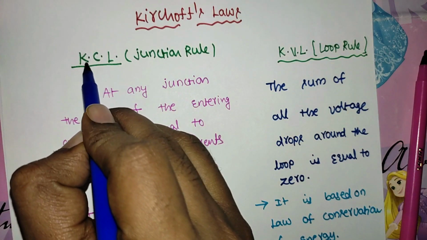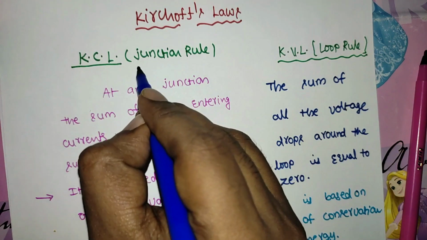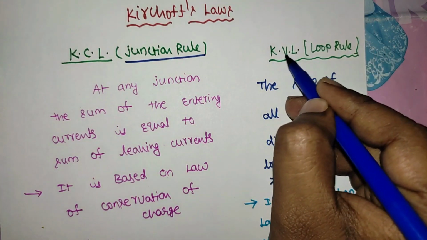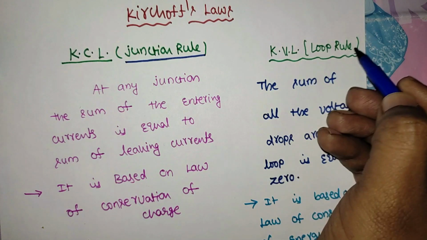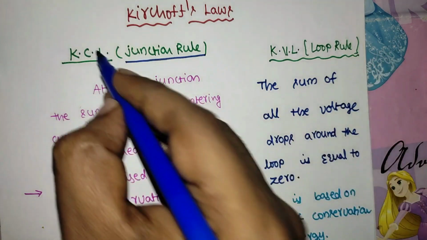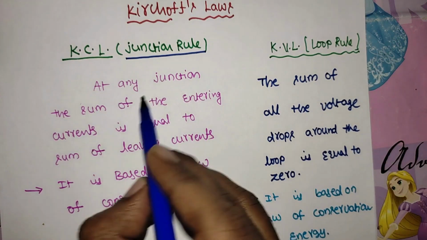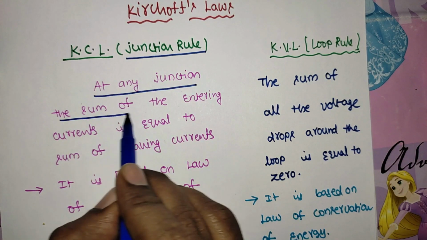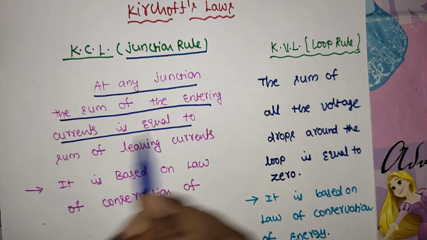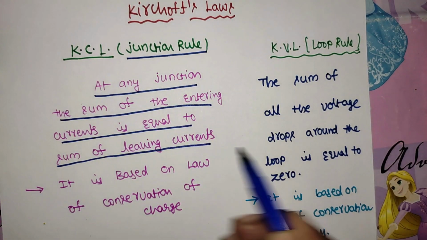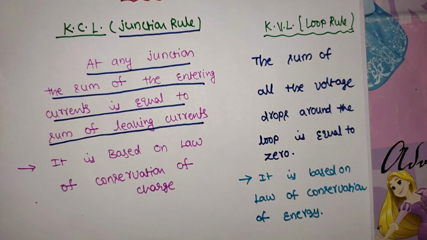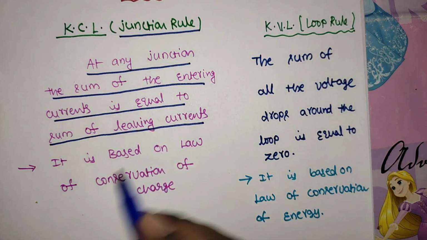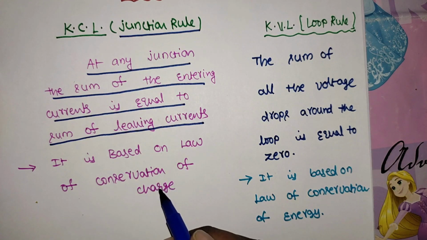One is KCL, Kirchhoff's current law. In CBSE we know it as the junction rule. The second law is KVL, Kirchhoff's voltage law, otherwise known as the loop rule. According to KCL, at any junction the sum of the entering currents is equal to the sum of the leaving currents. This KCL is based on the law of conservation of charge.